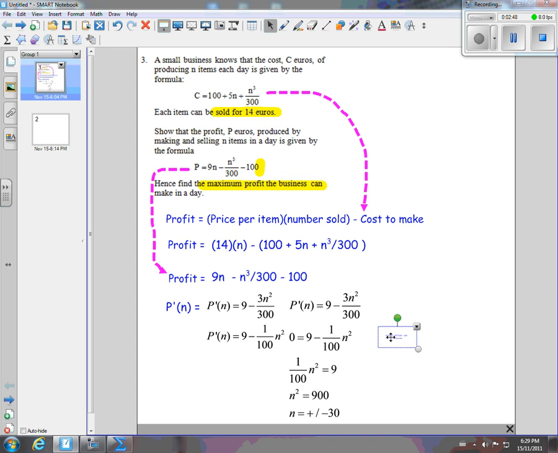And we want to maximize the profit, so 30 items is how much I'll sell. Substitute that back in for the profit equation, which is right up here. And the profit, once you sell 30 items, turns out to be 80 euros.